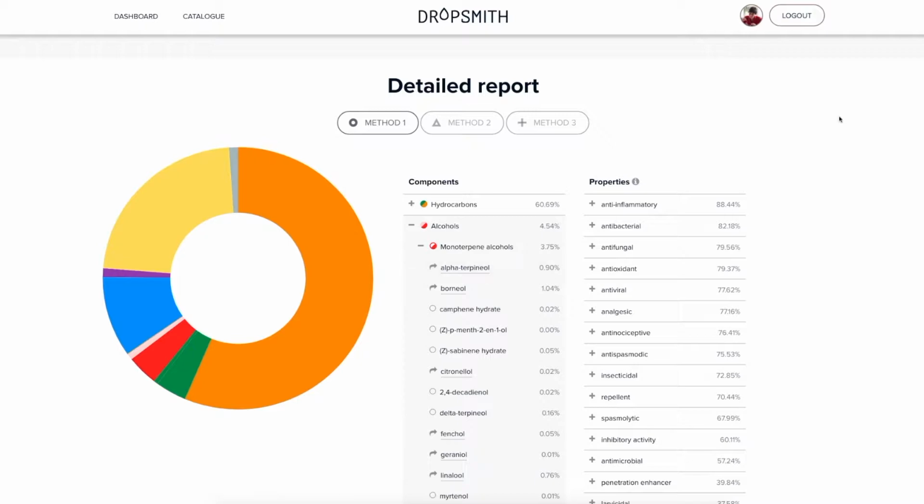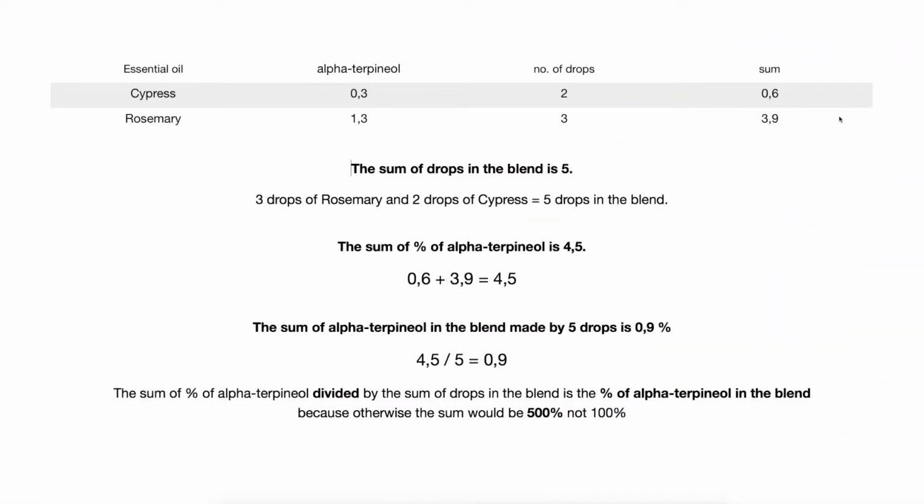So I prepared a visual explanation so it will be easier to understand. So here we go. The question was, we have cypress, which has 0.3% of alpha terpineol, and then rosemary, which has 1.3. We're looking at a single essential oil. But we've added 2 drops of cypress and 3 drops of rosemary. So if we sum up 0.3 times 2, that would be 0.6. And if we sum up the rosemary content, it would be 3.9.